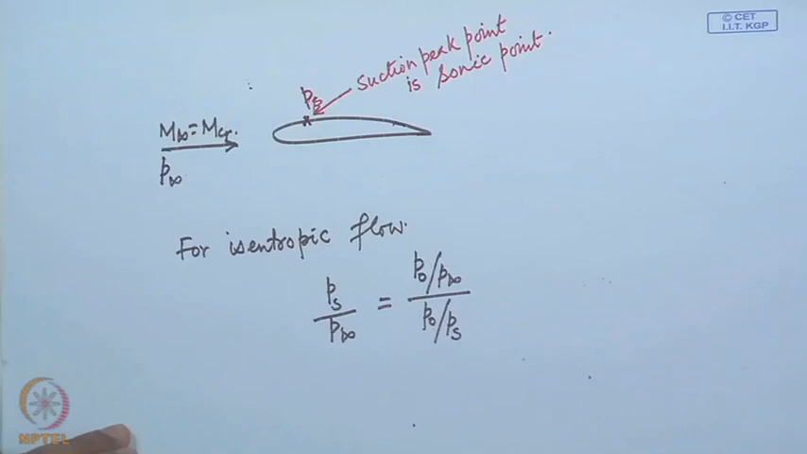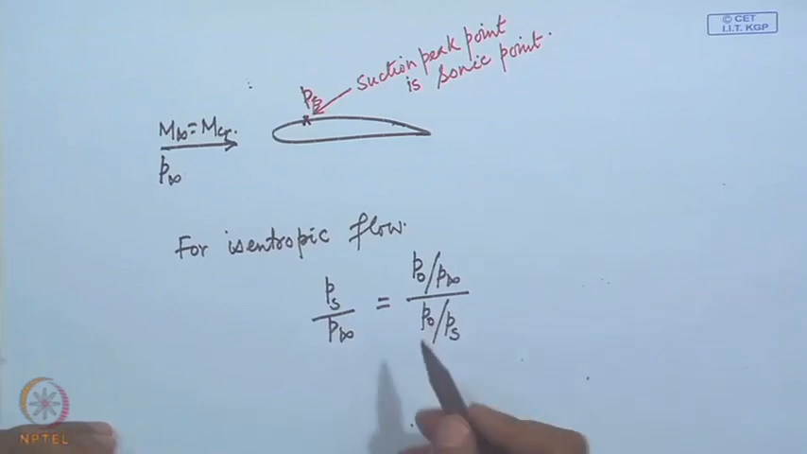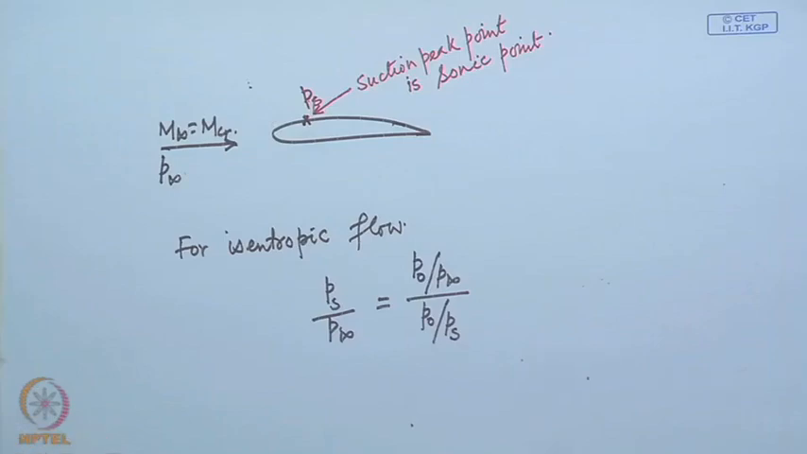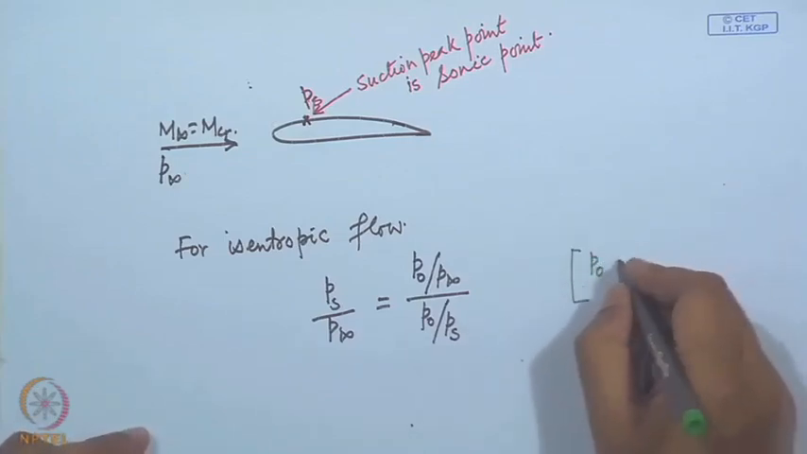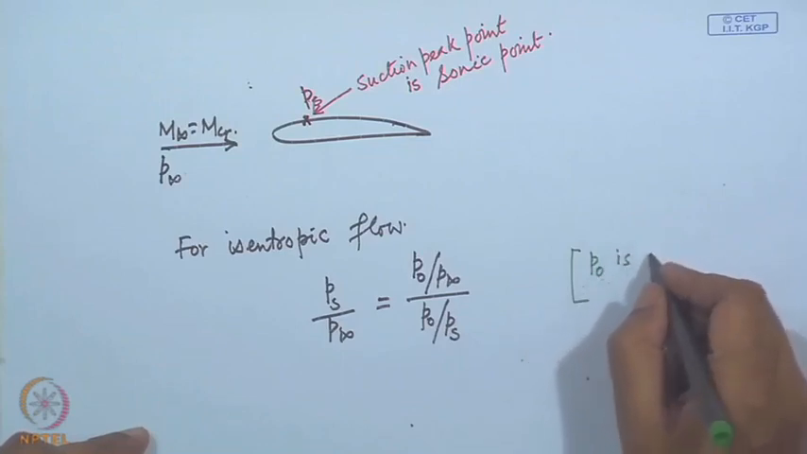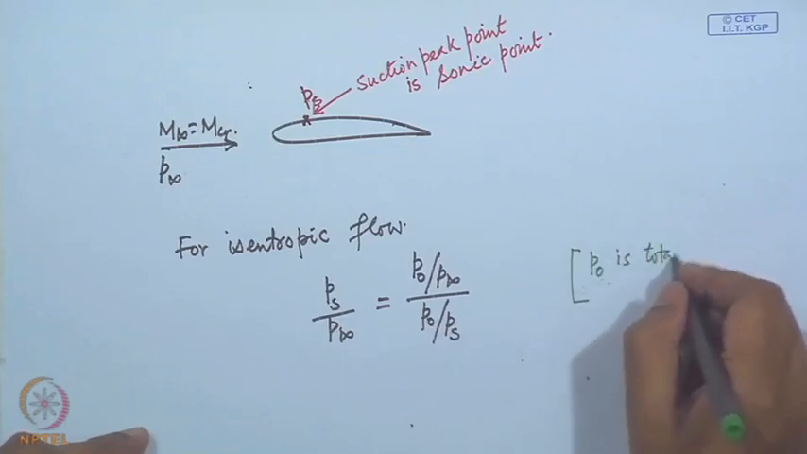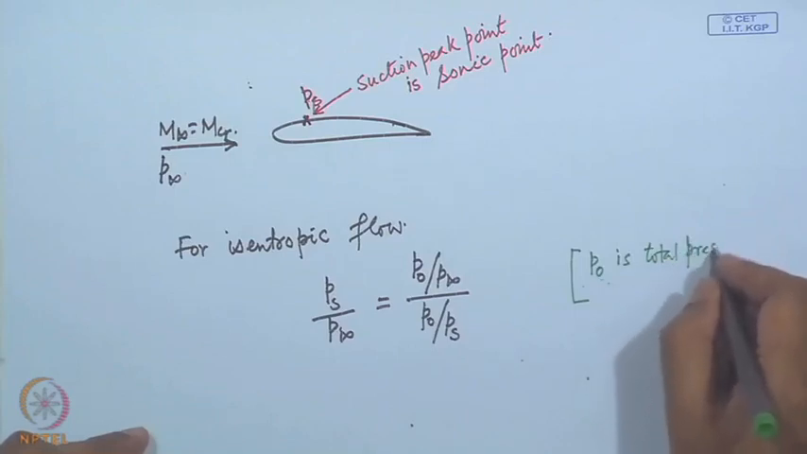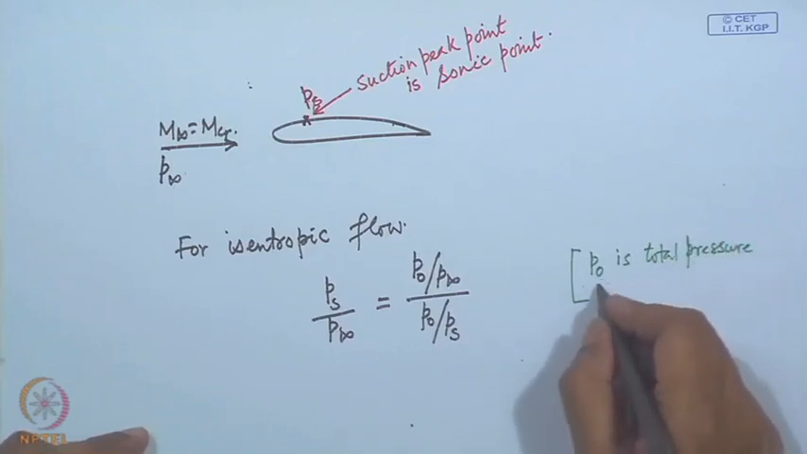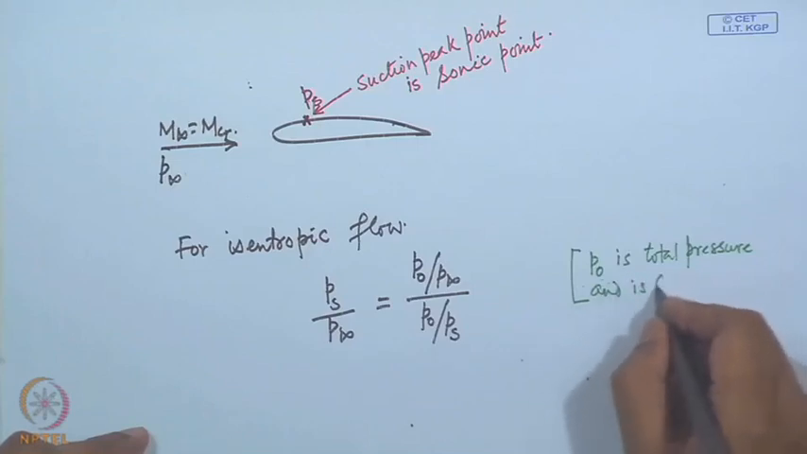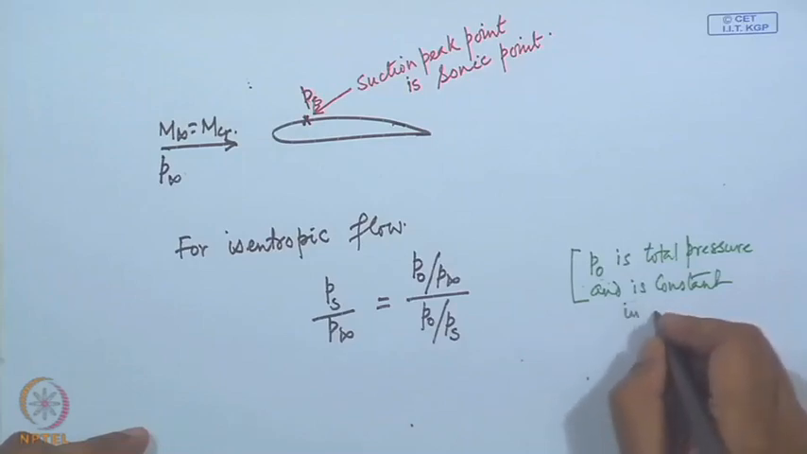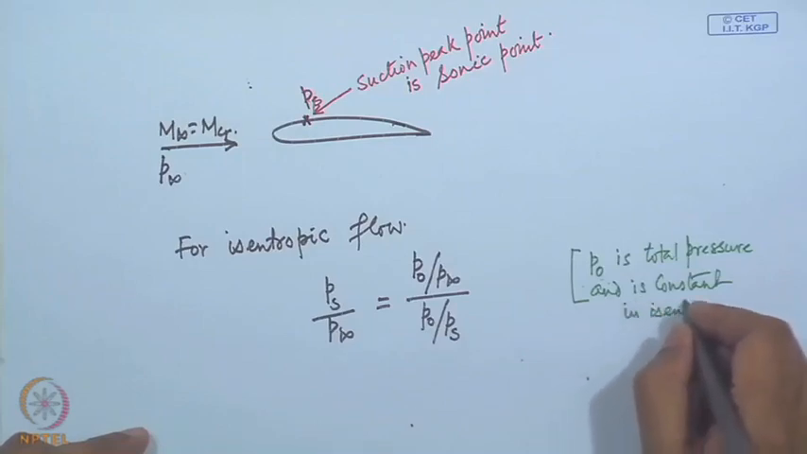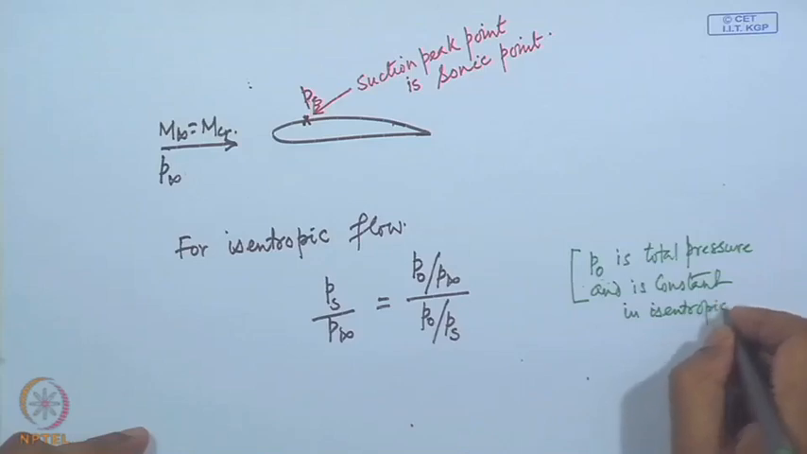Now, since in an isentropic flow, P 0, the stagnation pressure or total pressure, is constant in an isentropic flow.